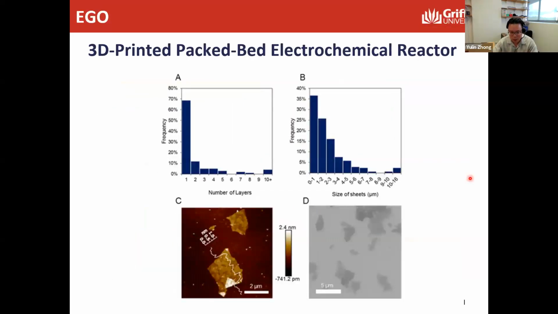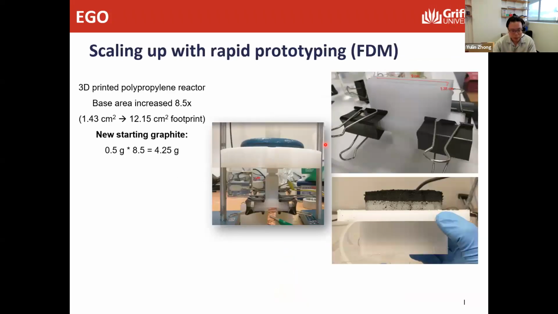And from AFM and SEM, you can see that we can get down to predominantly single flake EGO, and the size of those EGO are about 1 to 10 microns. And I would say that this size is because during the washing step, we have to go through ultrasonication, filtration, and centrifugation. So the size could be bigger initially, but it got reduced during the washing step.